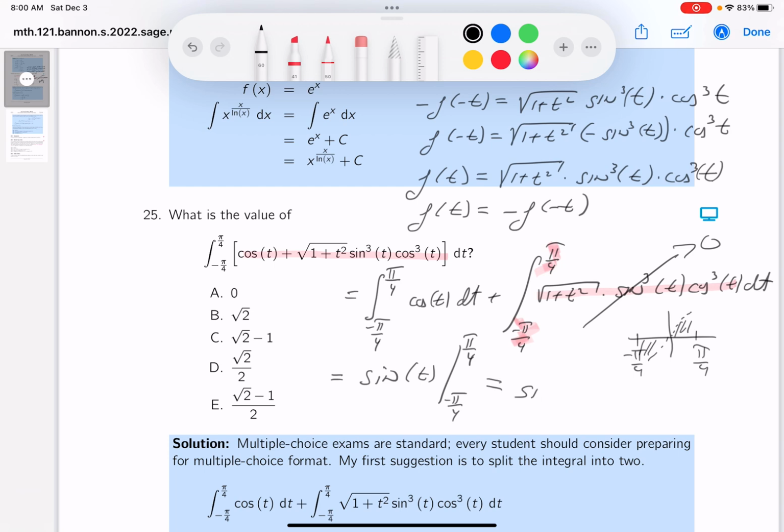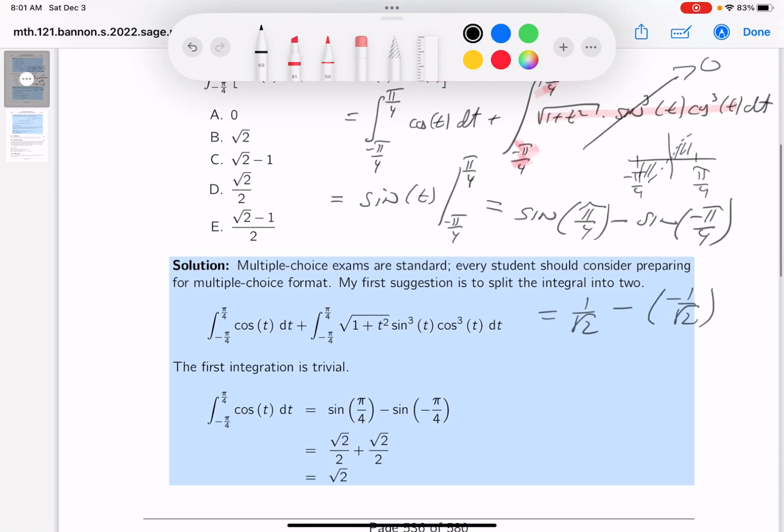When you get over here, sine of pi over 4 minus the sine of minus pi over 4. And we need to evaluate that. That's going to be 1 over root 2 minus, that's going to be minus 1 over root 2. So what do you get there? You would get 2 over root 2. I'm going to rationalize that by multiplying top and bottom by root 2. And what do you get there? You get 2 root 2 over 2, or just simply the root of 2. All right? So the answer there would be answer choice B.